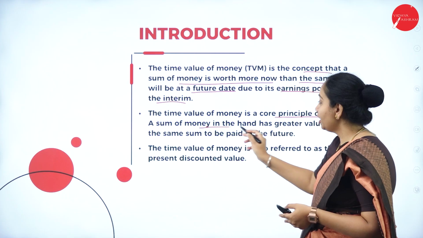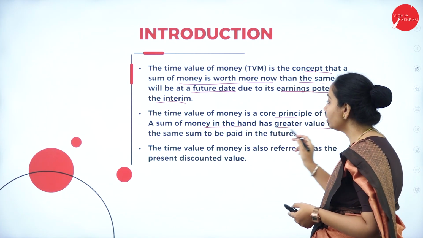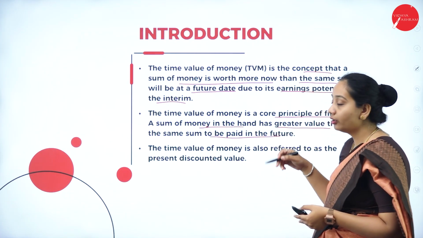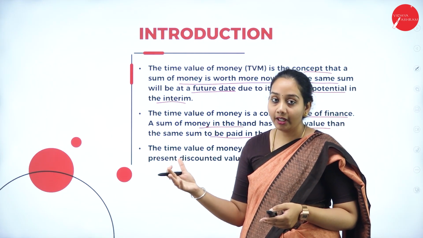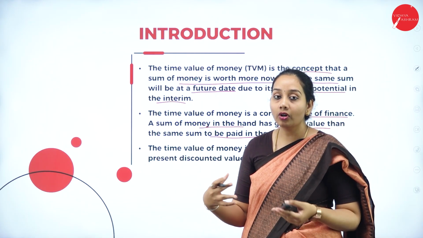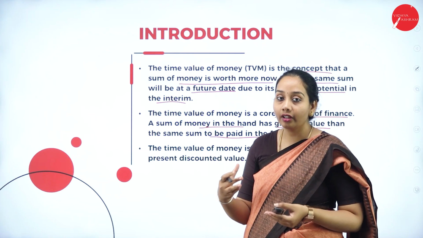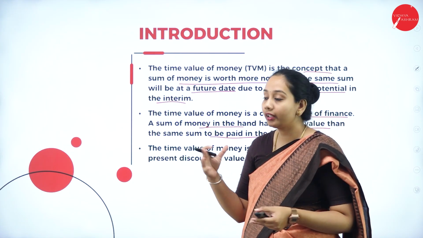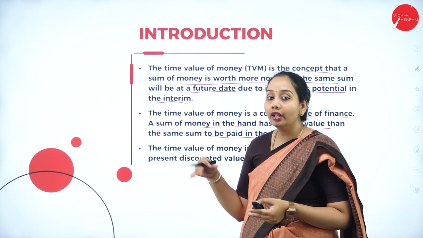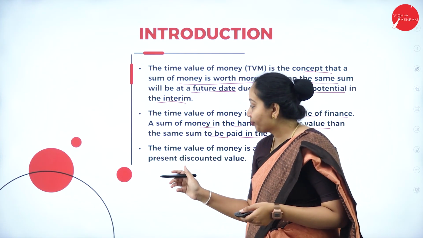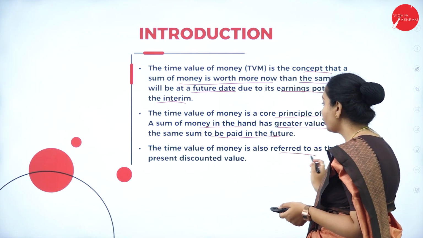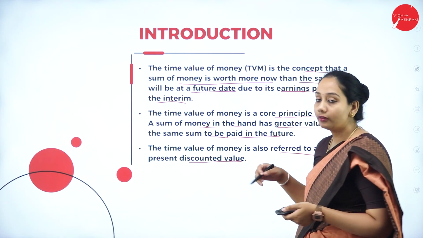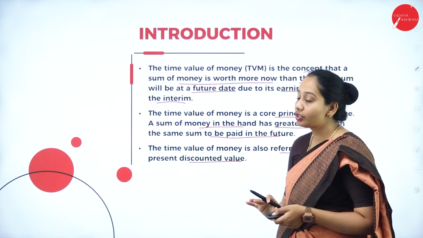A sum of money in the hands has greater value than the sum of money to be paid in the future. The same concept: the sum of money that you have right now has greater value compared to the sum of money that you are going to receive in the future. The time value of money is also referred to as a present discounted value. So this is a basic introduction.